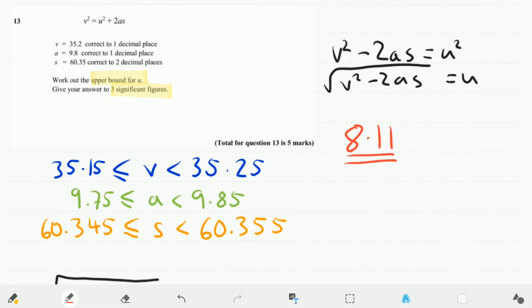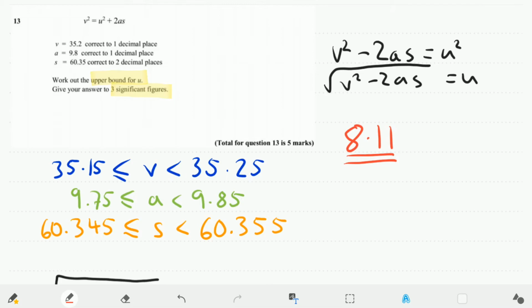This was a bit of a longer method, and it required you to actually understand what the question was asking, but let's go over it again so we can make sure that we understand what was going on. So the question gave us an equation. It gave us 3 of the values which are correct to 1 decimal place or to 2 decimal places, and the question was asking us to work out the upper bound for u. And we have to give our answers to 3 significant figures.